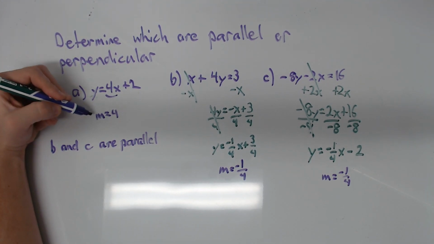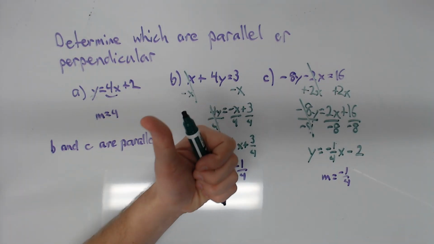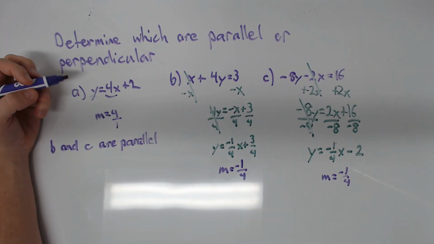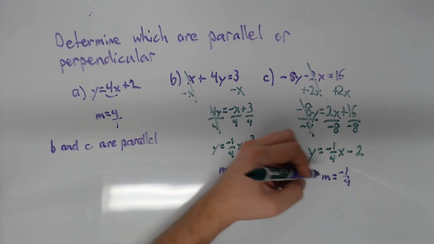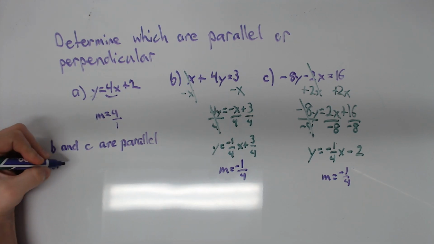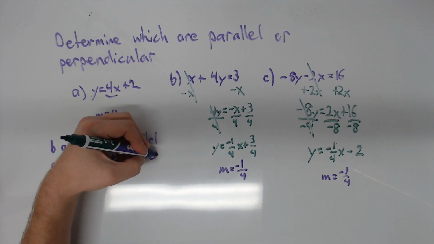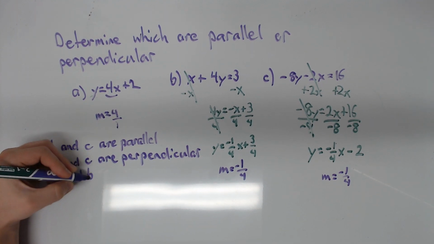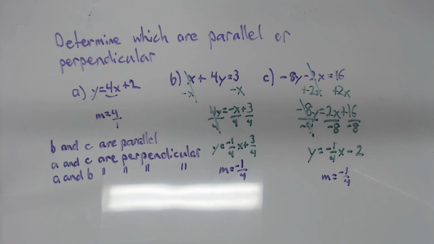Okay, well now what would perpendicular look like for 4? Perpendicular is opposite, so it'd have to be negative, and reciprocal. So instead of 4 over 1, we'd be looking for a negative 1 over 4. So A is perpendicular to both B and C. They both have a perpendicular slope. A and C are perpendicular. A and B are perpendicular. So just comparing slopes.